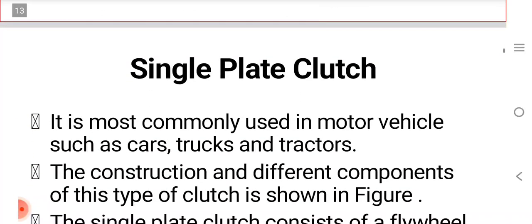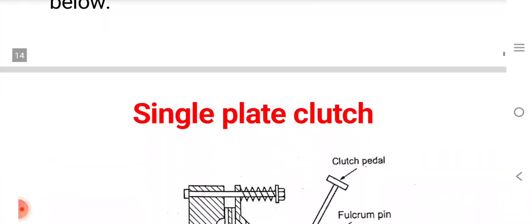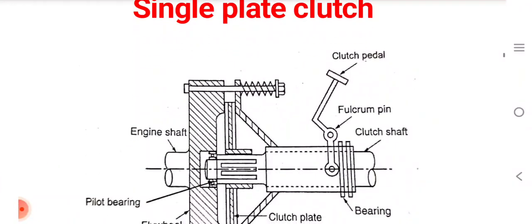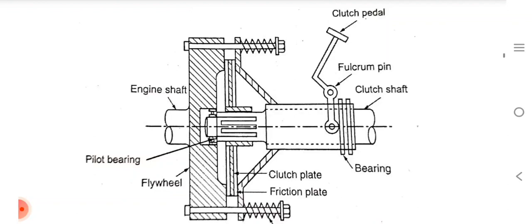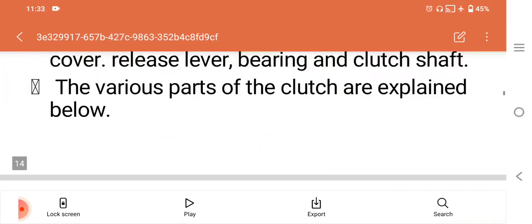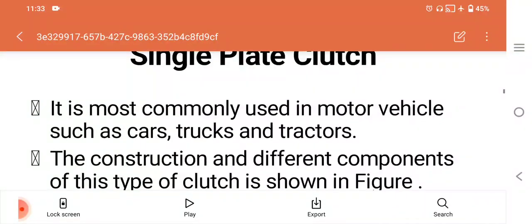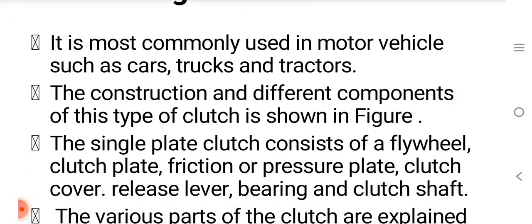First we will discuss the single plate clutch. This is a diagram of the single plate clutch. A single plate clutch is most commonly used in motor vehicles such as cars, trucks and tractors. The construction and the different components of this type of clutch are shown in the figure.